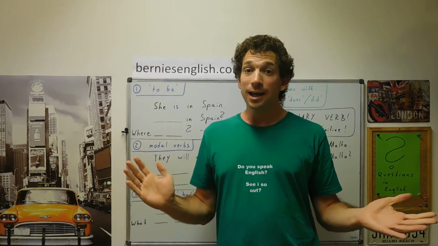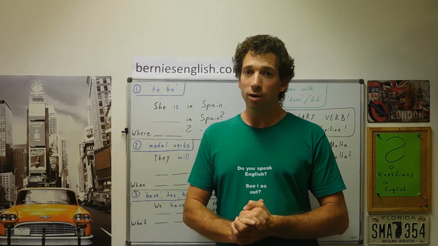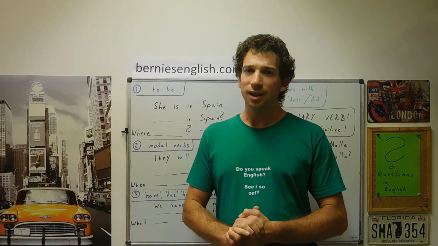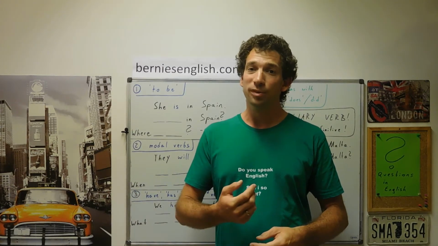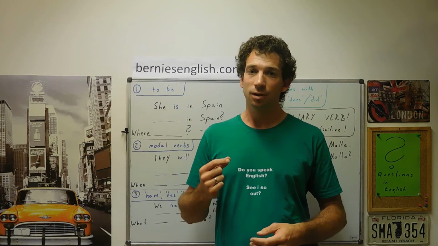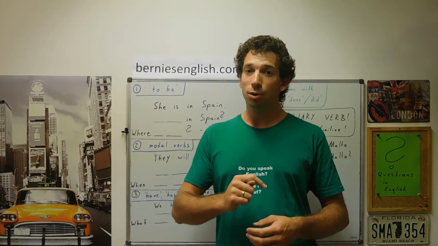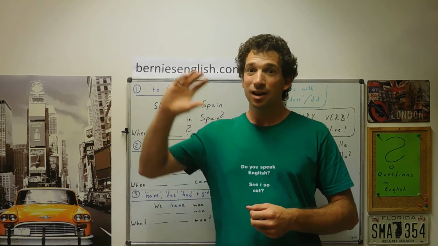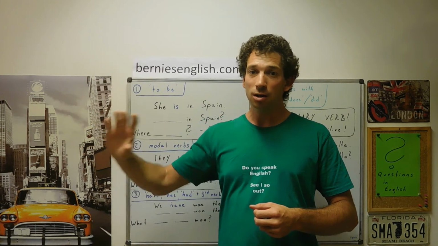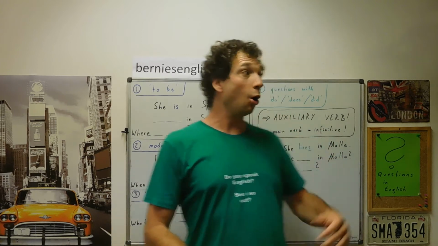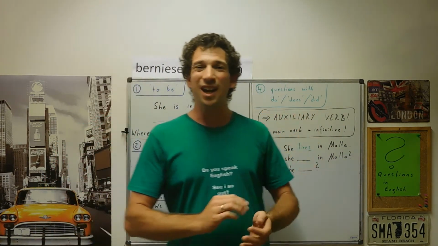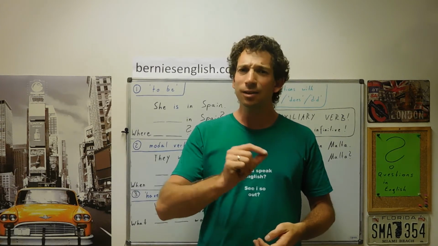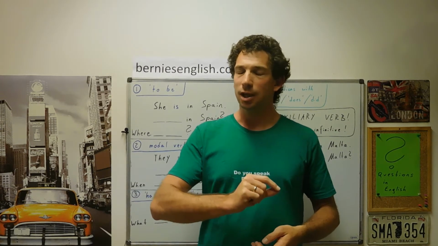Now, if you want to know the grammar behind questions, what you need to know first is that there are 4 groups of auxiliary verbs. And very importantly, you cannot mix those groups. You can have either group number 1, group number 2, group number 3, or group number 4, but you cannot mix the 4 groups. Let's look at this in a little more detail.